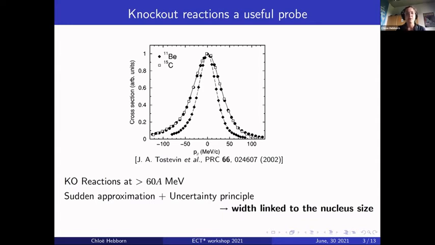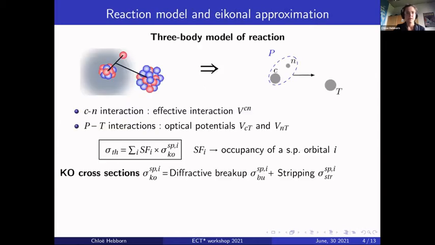So you can really relate the width of the distribution with the size of the projectile. In this case, you can see that beryllium-11 has a narrower distribution than carbon-15, and this means that beryllium-11 is more spatially extended than carbon-15. So let me quickly say a few words on how we model these reactions.